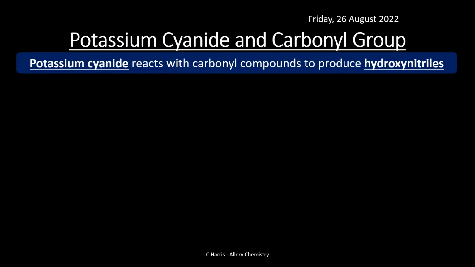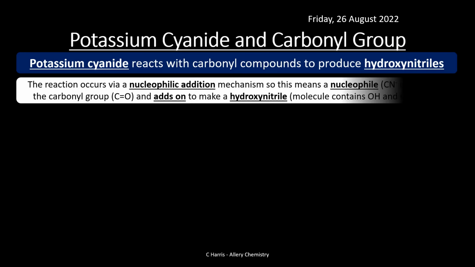Okay, so potassium cyanide reacts with carbonyl compounds to form hydroxynitriles as well. So they were just nitriles that we'd seen before, but we can form hydroxynitriles. So the reaction occurs via nucleophilic addition this time, and we use the nucleophile, which is the cyanide ion, so it's exactly the same. It attacks the carbonyl group, which is your C double bond O, and it adds on to make your hydroxynitrile.